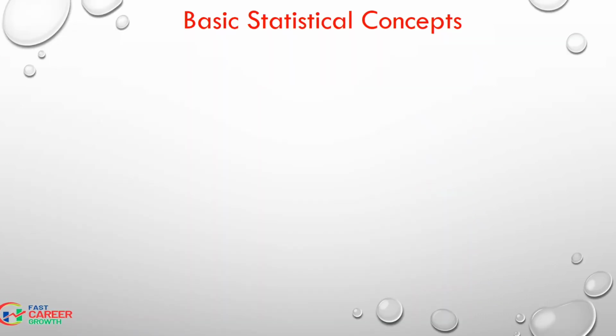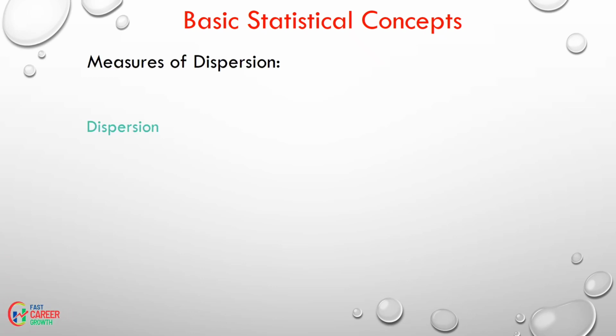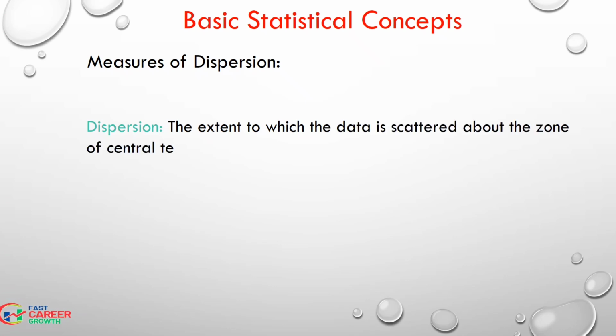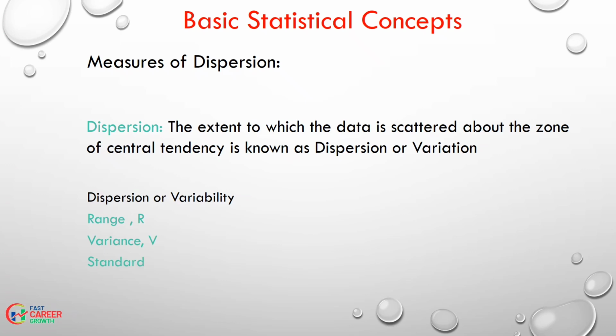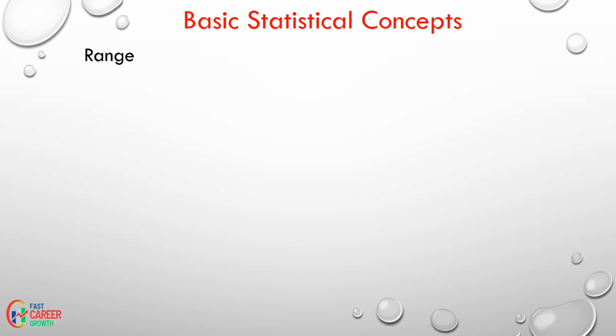Next is, what are measures of dispersion? Dispersion, the extent to which the data is scattered about the zone of central tendency, is known as dispersion or variation. Dispersion or variability is measured by range, denoted by R; variance, denoted by V; and standard deviation, denoted by sigma or S. Next is, what is range?